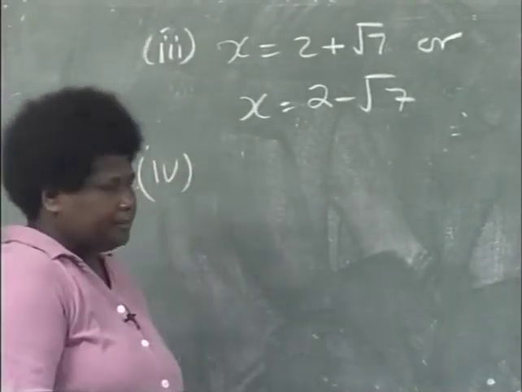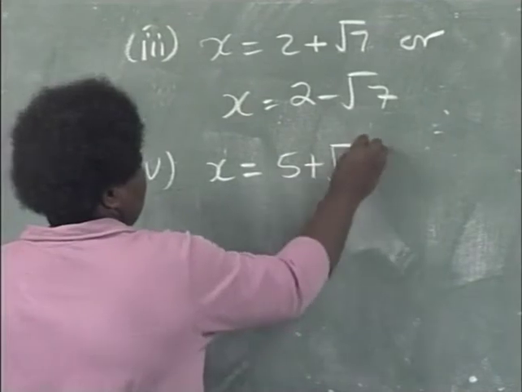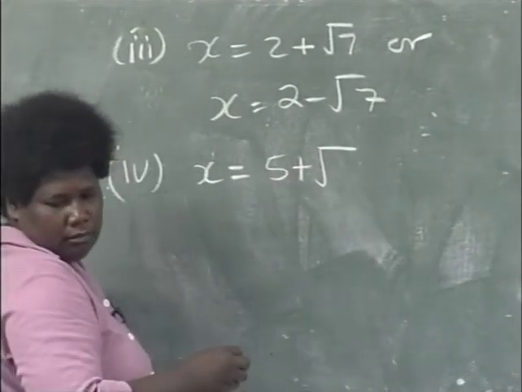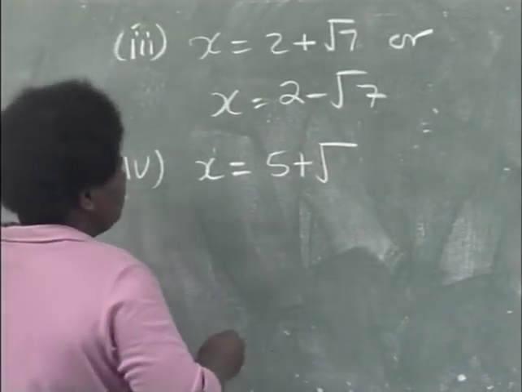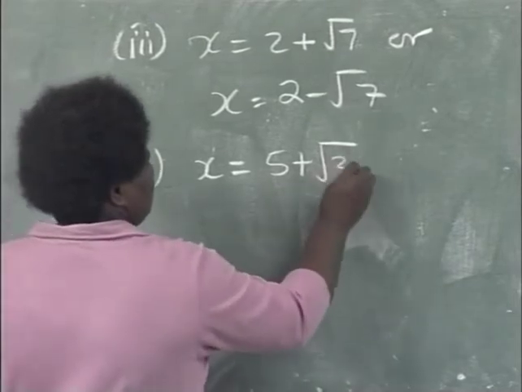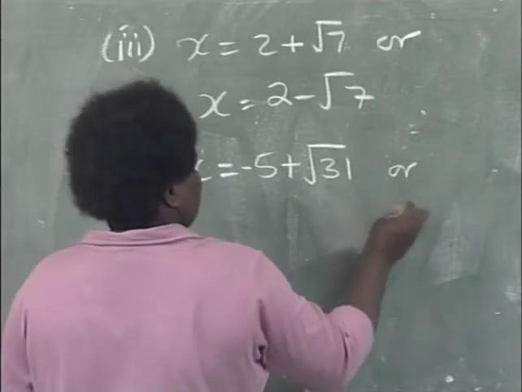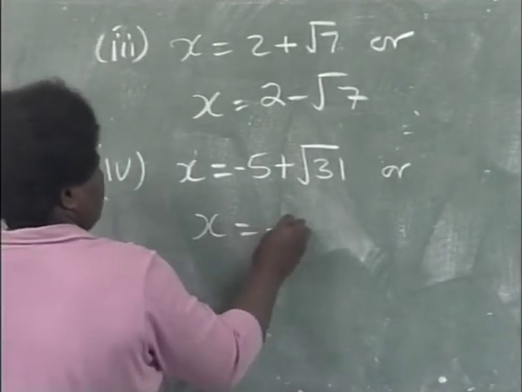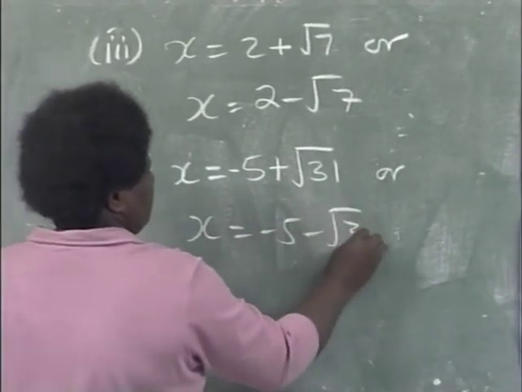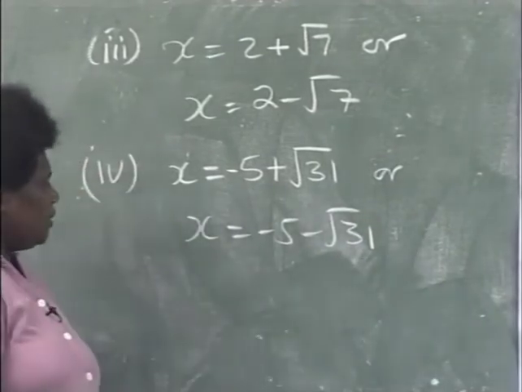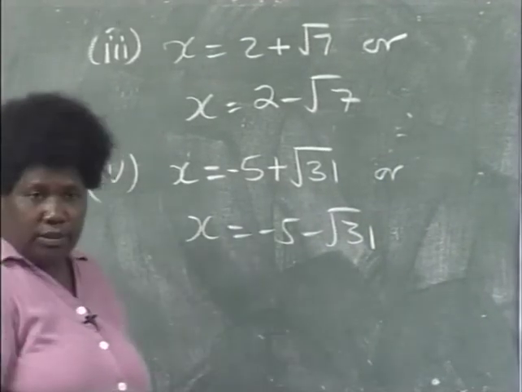Kila. X equals 5 plus root 31. X equals root 31 minus 5. Or x equals minus 5 plus root 31. Okay, minus 5 plus root 31 or minus 5 minus root 31. You all agree?